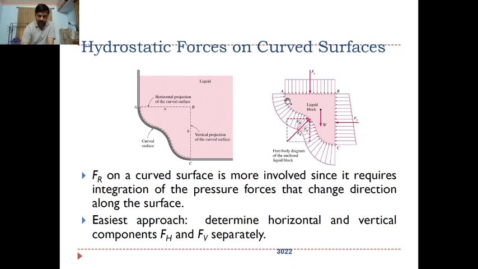The horizontal component, again you can evaluate by considering the curved surface as a vertical surface, right? So you need to take the projection of this curved surface on a vertical plane. That will be the vertical surface. The force acting on the vertical surface Fh and the force acting on a horizontal surface Fv, the resultant of these two will be taken to analyze the force on this curved surface. The total pressure on the curved surface, the resultant Fr, will be calculated after determining Fh and Fv.